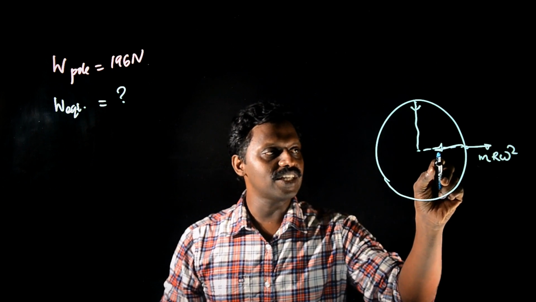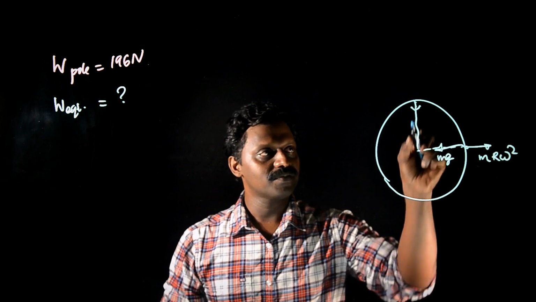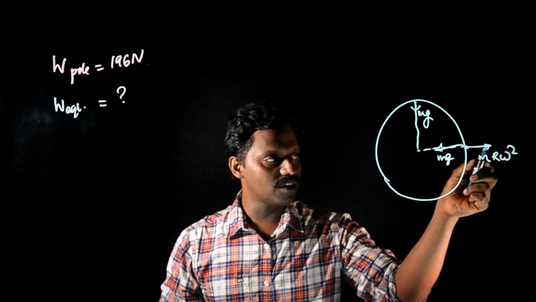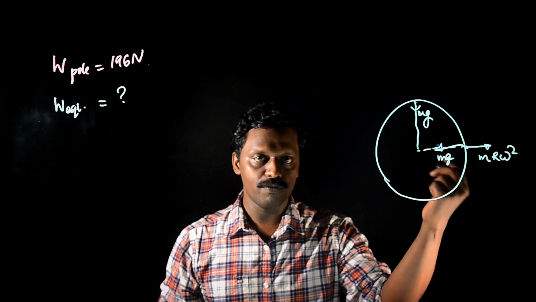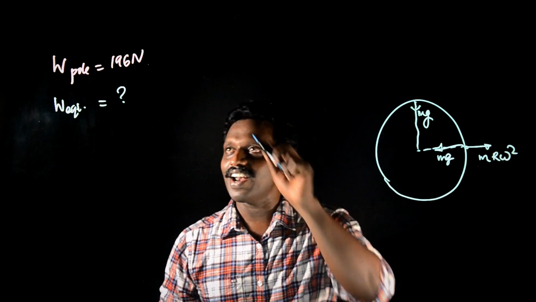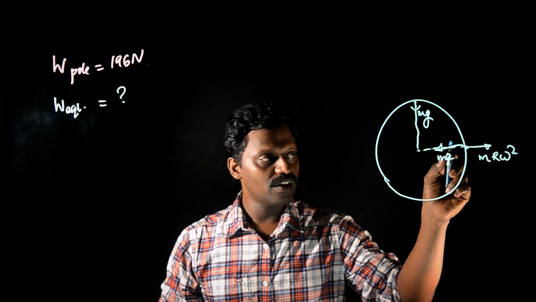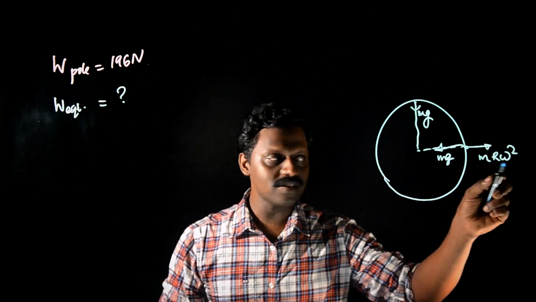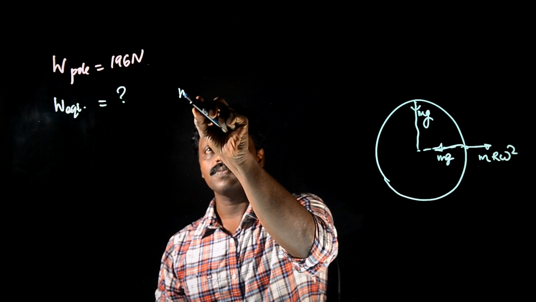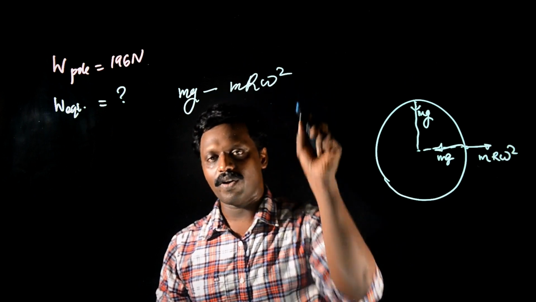So there is a weight acting towards the center of the Earth, which is mg. Here mg only is acting because there is no centrifugal force due to the rotation of the Earth at poles. So mg is given as 196 Newton. So we have to find the weight at the equator, which will be mg minus m r omega square. So weight at the equator is equal to mg minus m r omega square.